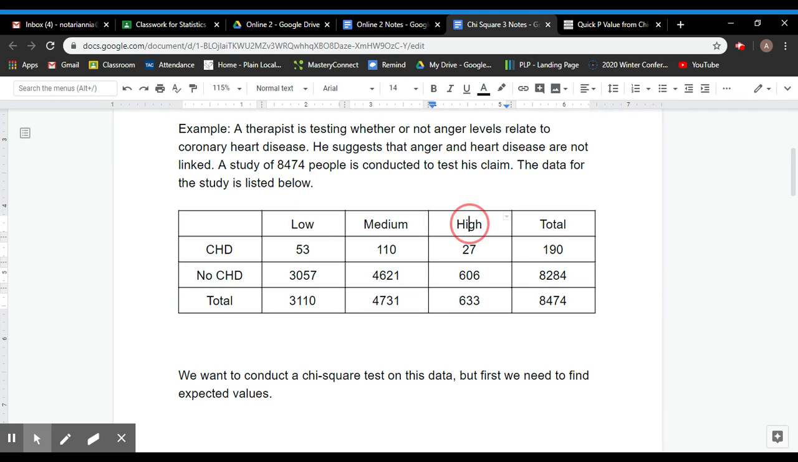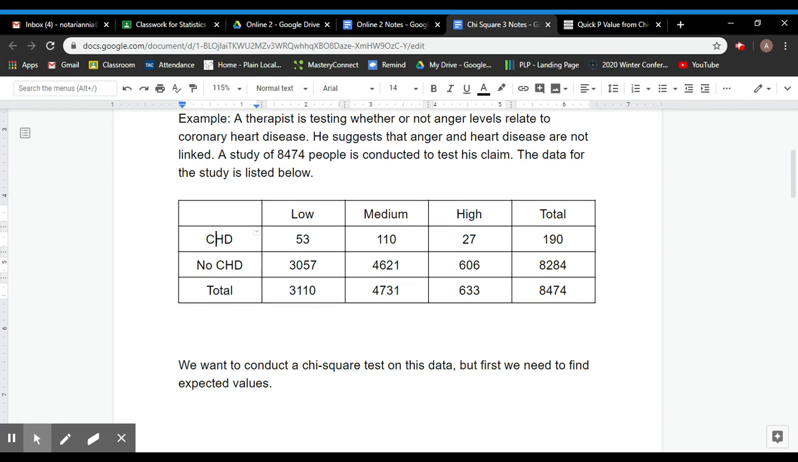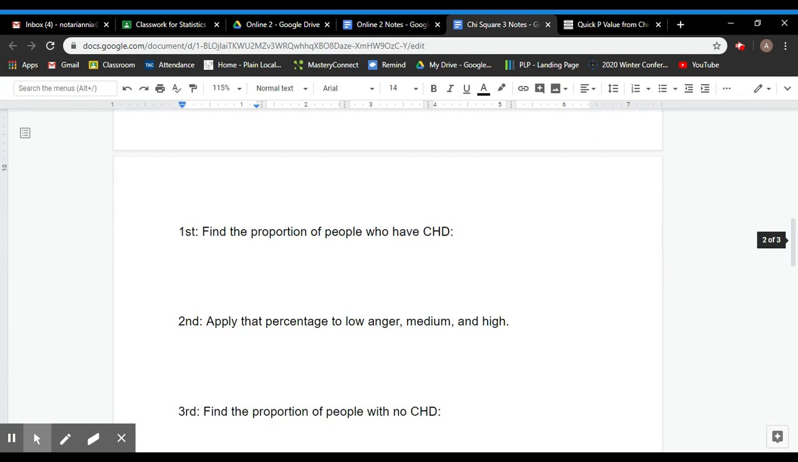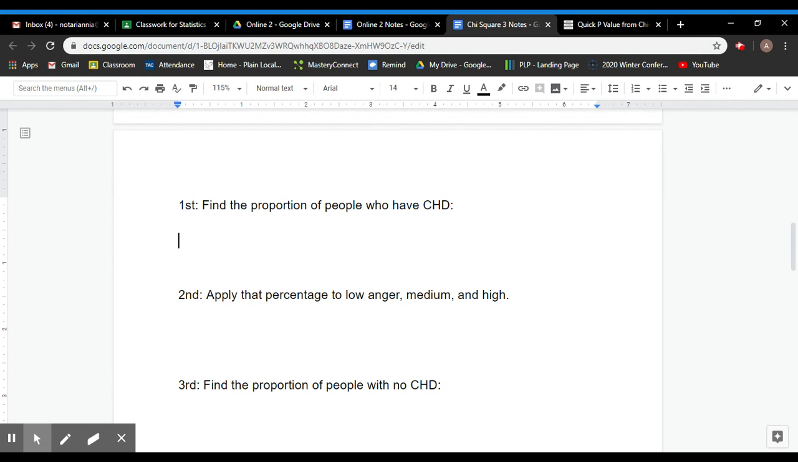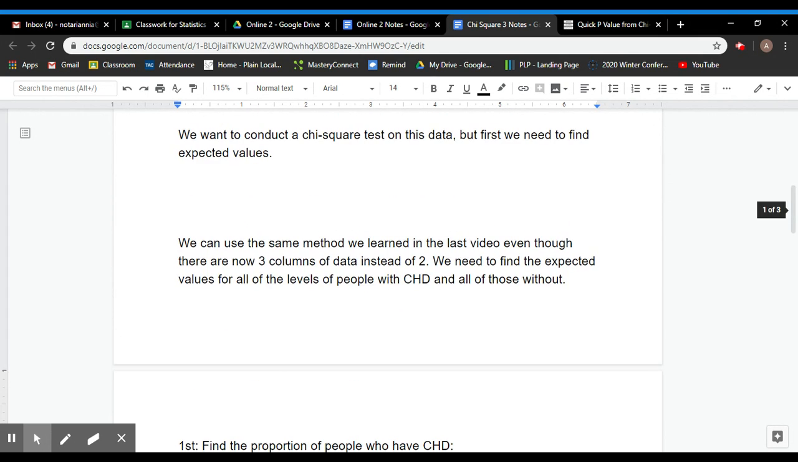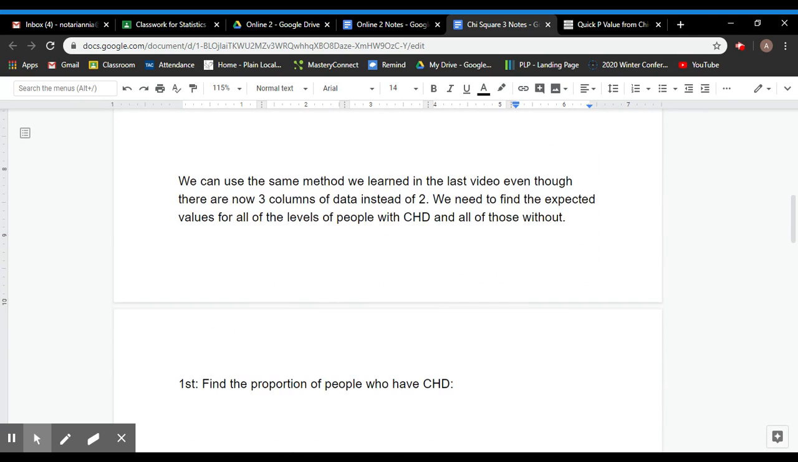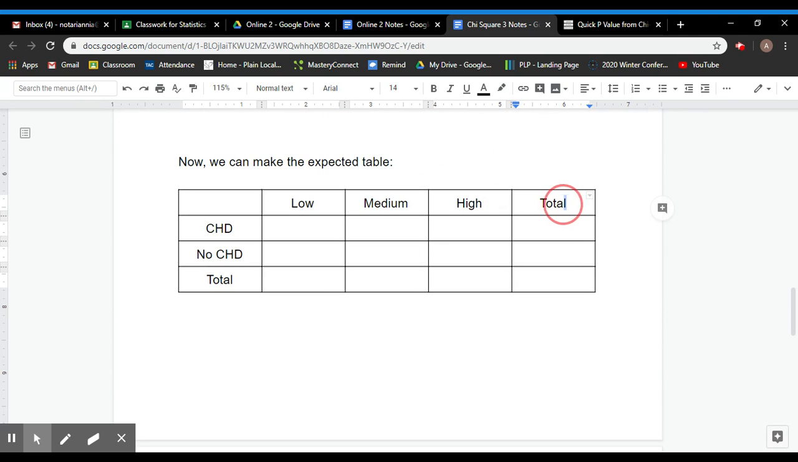You can see now that there are 3 main columns and 2 rows, where last time there were only 2 columns and 2 rows. So even though there's more stuff in the table, we can still do it exactly the same way. All right, so first I want to find the proportion of people who have CHD. Essentially what that is doing is just turning this column into a percentage column, exactly like we did last time. So down here with my expected value table, I'm going to turn this column into the percentage column.